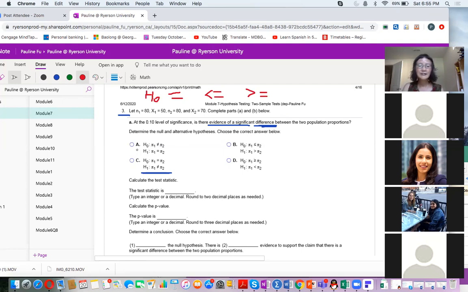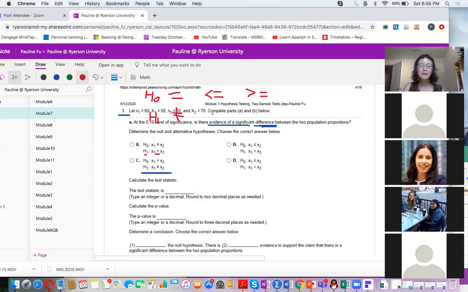The other reason A is wrong is that in H1, it said pi 1 equal to pi 2. It used equal as H1. H1 will never use the equal sign. So what symbols can H1 use? H1 can only use not equal. Okay, H1 use not equal, that's correct.